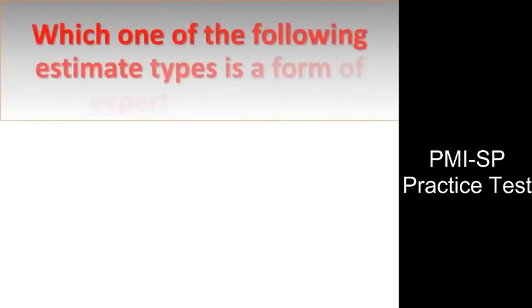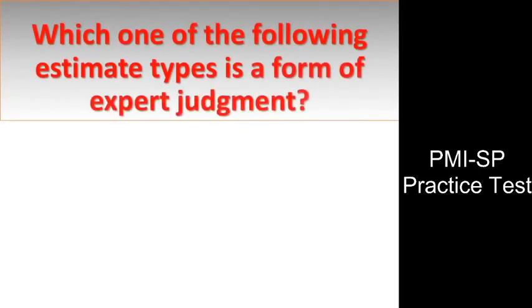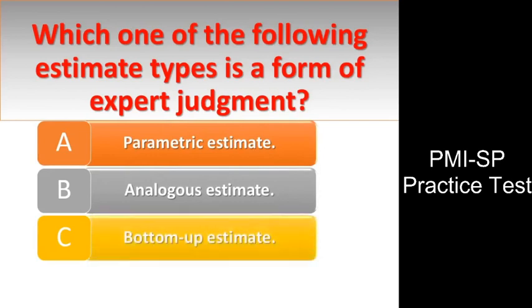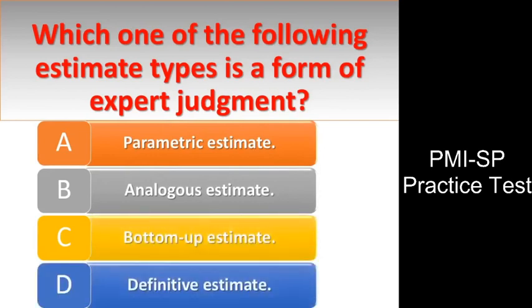Question number 11. Which one of the following estimate types is a form of expert judgment? A. Parametric estimate. B. Analogous estimate. C. Bottom-up estimate. D. Definitive estimate.